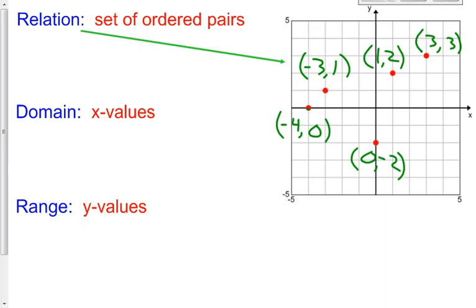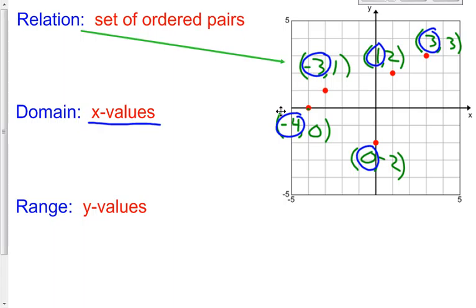Now the domain. Domain and range is something that we're going to be talking about a lot this year. Every single function that we do, we're going to be talking about what the domain is and what the range is. So let's get used to hearing those words. The domain is exactly what it states right there. It is the x values, the ones that come first in our ordered pairs. So I will circle our x values. Here's our domain. Our domain is negative 4, negative 3, 0, 1, and 3. Those 5 numbers are the domain.